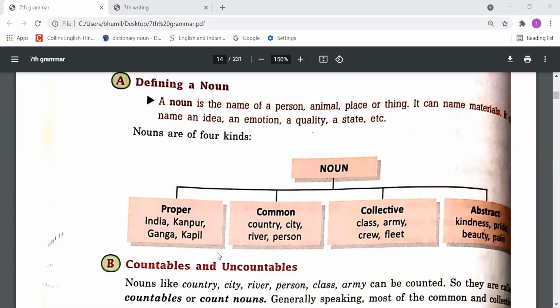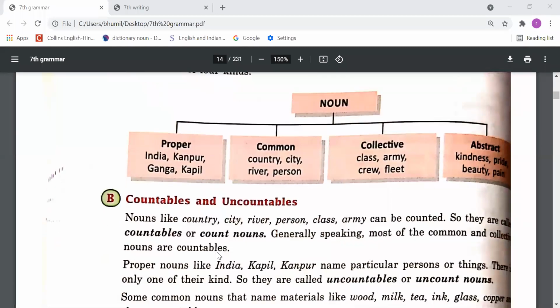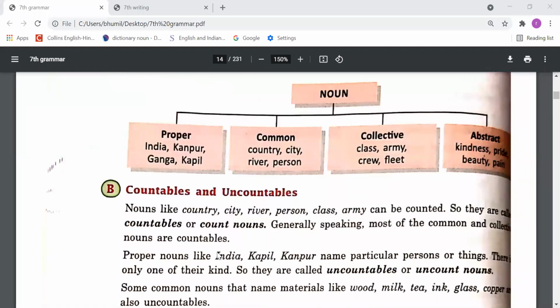Now we can see there are four types of noun: proper, common, collective, and abstract. Right? Now, firstly, let's understand what are the proper noun, what are the common, what are the collective, and what are the abstract. Name of proper thing is called proper noun, and name of common thing is called common noun.